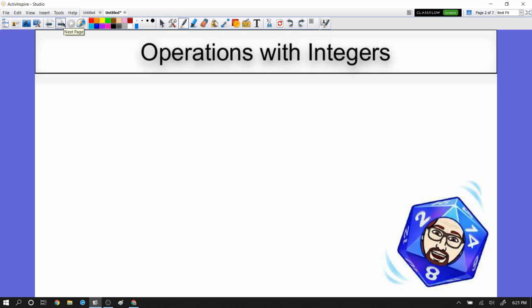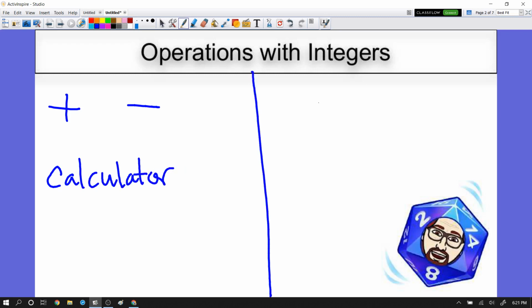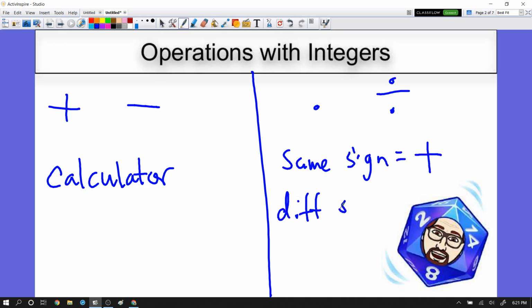Operations with integers would look like any addition or subtraction is just going to be straight up calculator. Whenever we get into multiplying and dividing, you look at same sign is a positive answer and different sign is a negative answer.